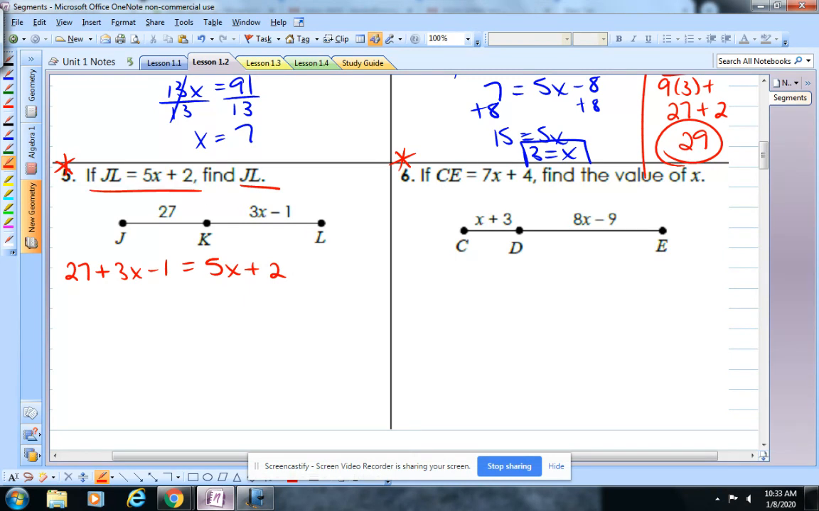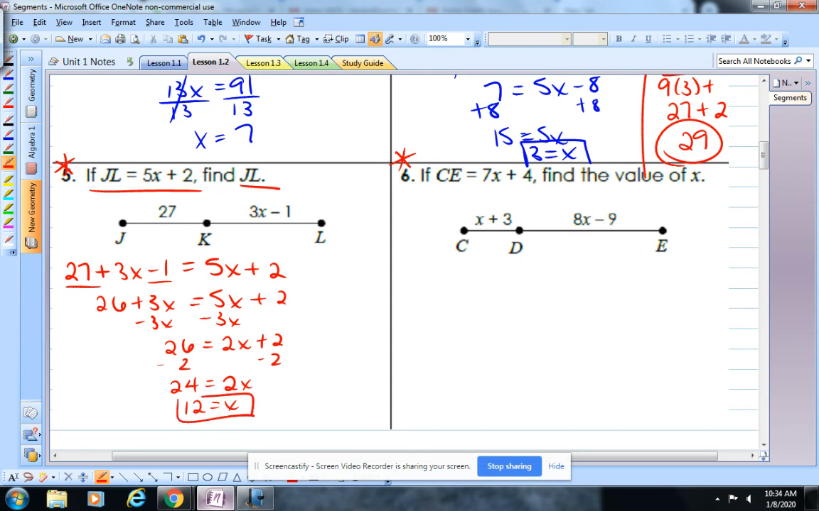But first, I have to find x, right? Okay, so I'm going to solve the equation. Over here, I have like terms 27 minus 1, correct? So I'll have 26 plus 3x, or 3x plus 26 equals 5x plus 2. Get my x's together. 26 equals 2x plus 2. Subtract 2. I'm getting 24 equals 2x. Divide by 2, I'm getting 12 equals x. Did y'all get that?